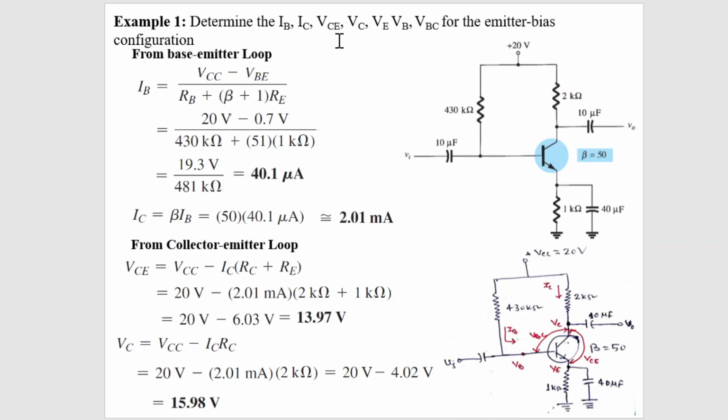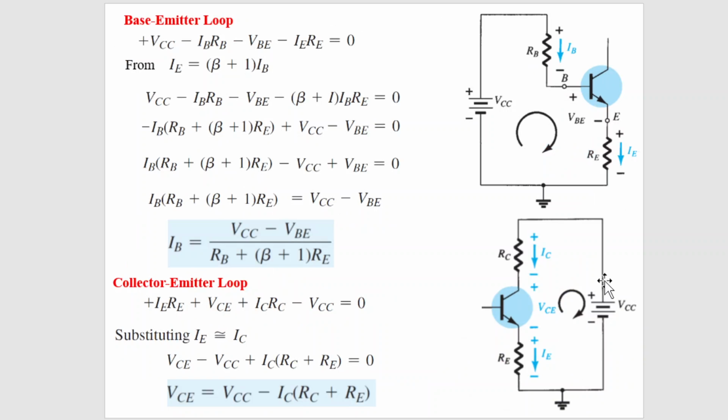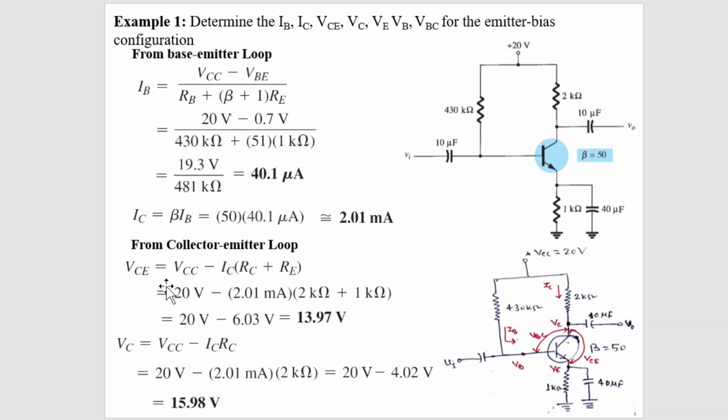Now we can find out the value of VCE. How can one find out the value of VCE? Just by applying Kirchhoff voltage law in the output loop, as we did in the theory part. If you do that, we will obtain this equation: VCE is equal to VCC minus IC in bracket RC plus RE. That equation I have taken directly.